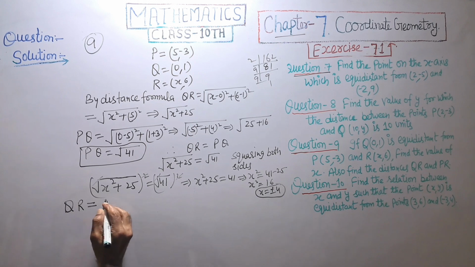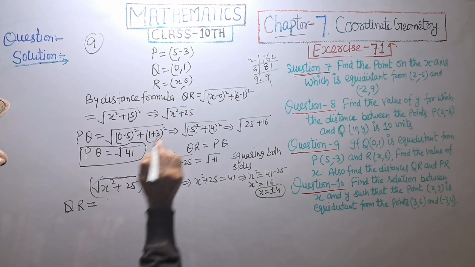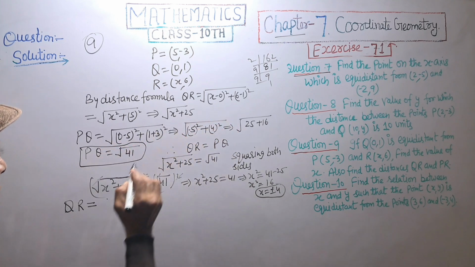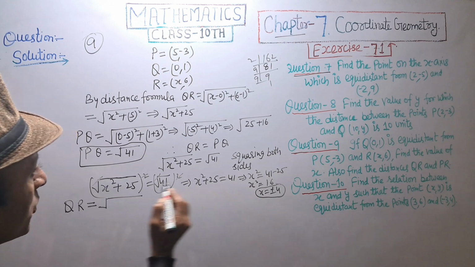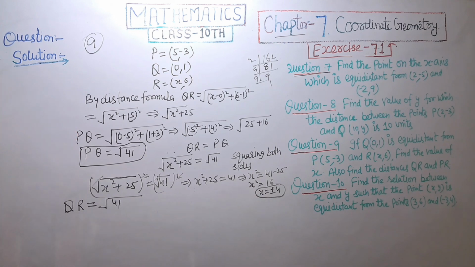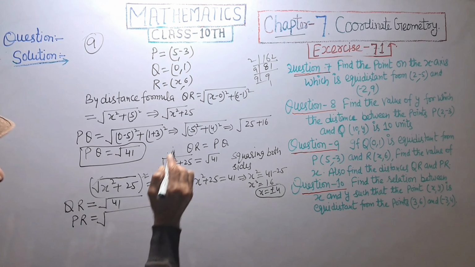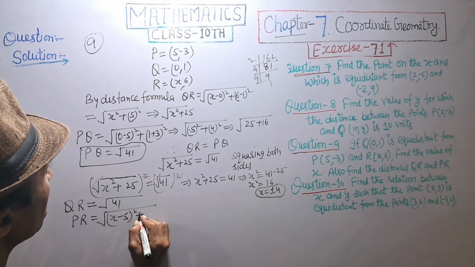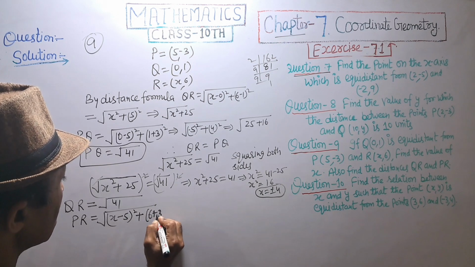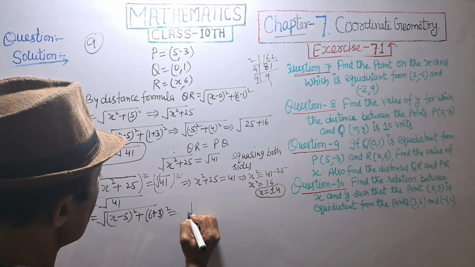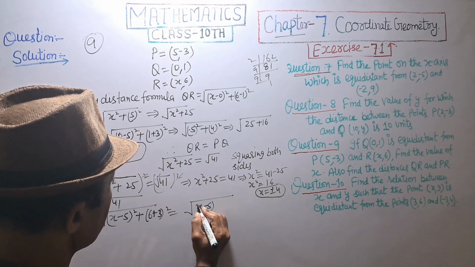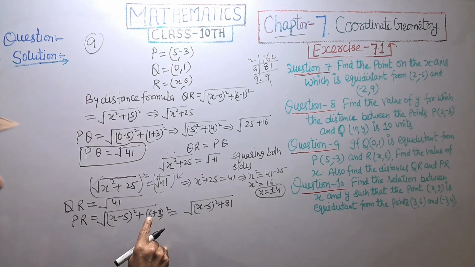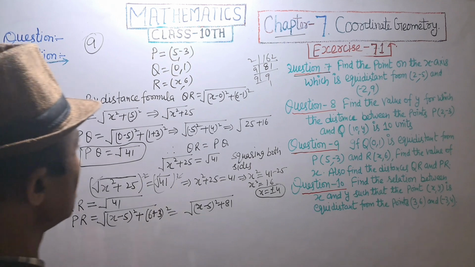QR is equal to under root of x is 4, 41, and PR is equal to, by distance formula, (x minus 5) square plus (6 plus 3) square, that is equal to under root of (x minus 5) raised to power 2 plus 81. 6 plus 3 is 9. 9 square is equal to 81.